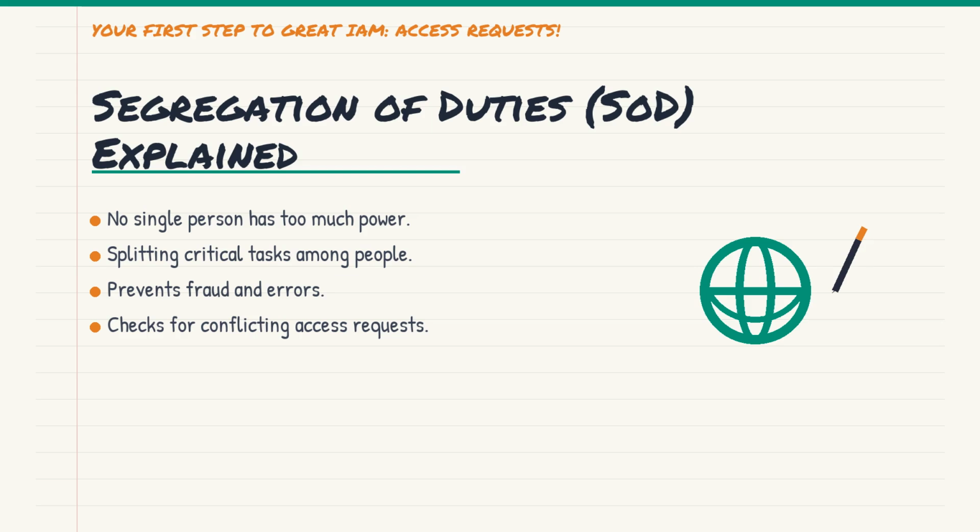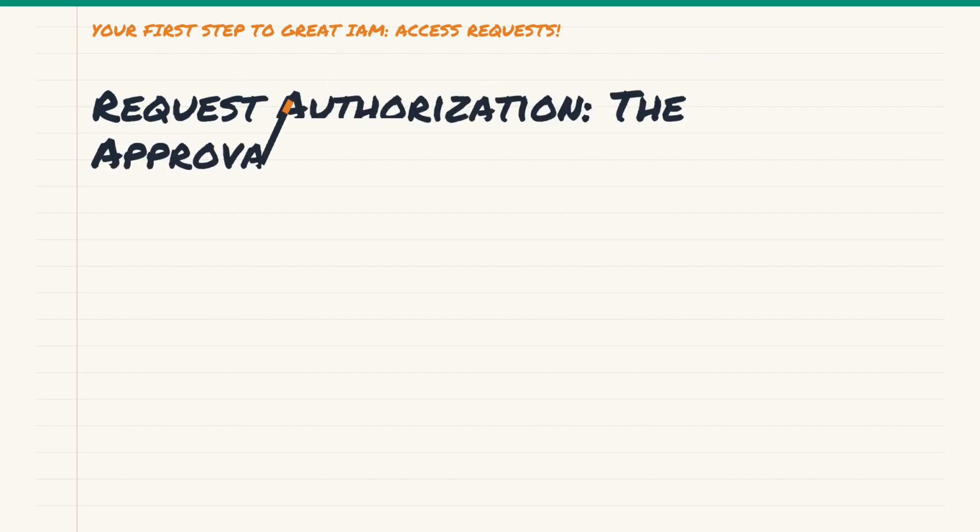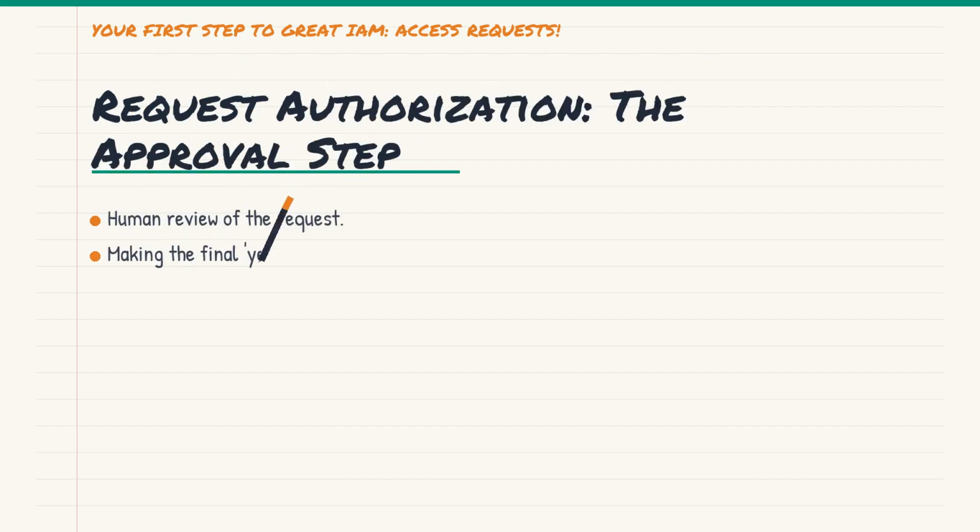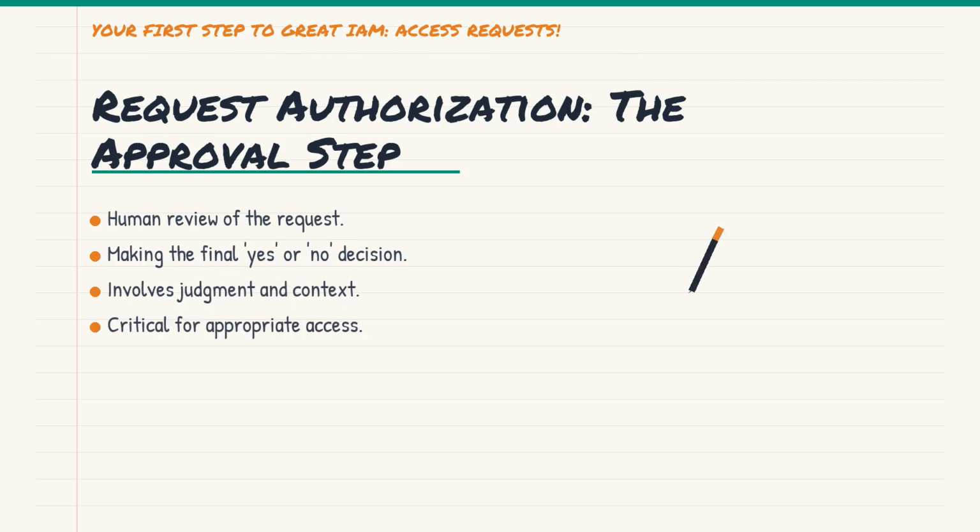Validation checks for these potential SOD violations upfront. After validation, if everything looks good, the request moves on to authorization. This is where a real person, or sometimes a series of people, actually reviews the request and decides whether to approve it. This is a crucial step because it involves human judgment and understanding of specific circumstances that a machine might not catch. It's the gatekeeper checking that the key is genuinely needed and appropriate for the person asking.